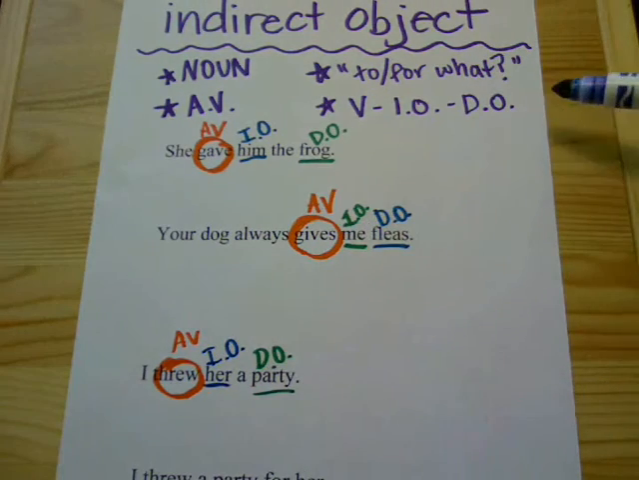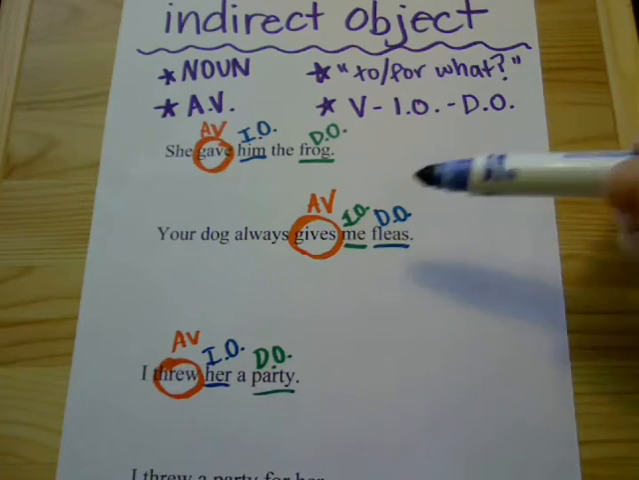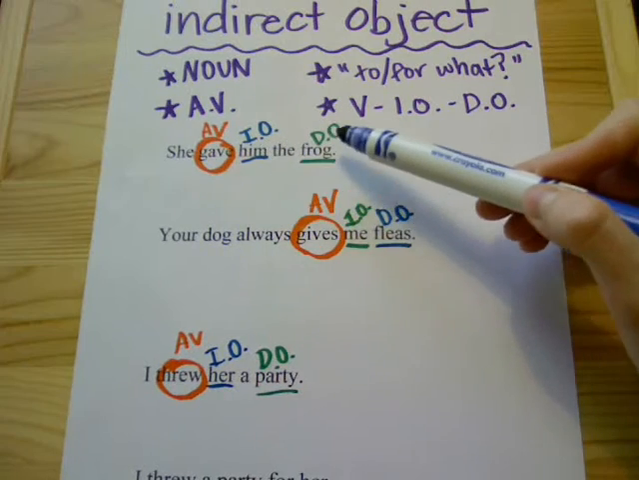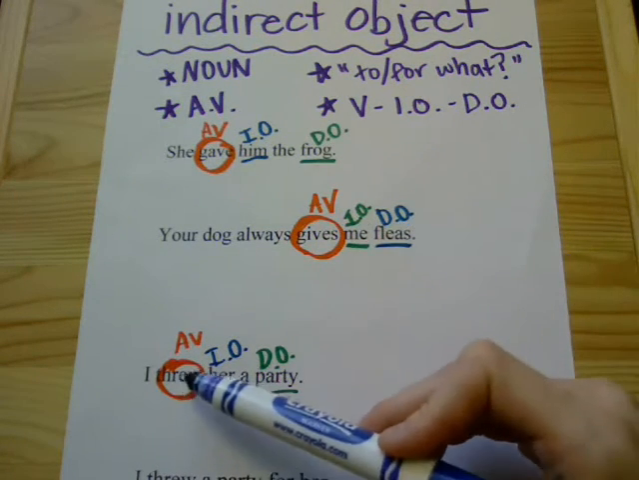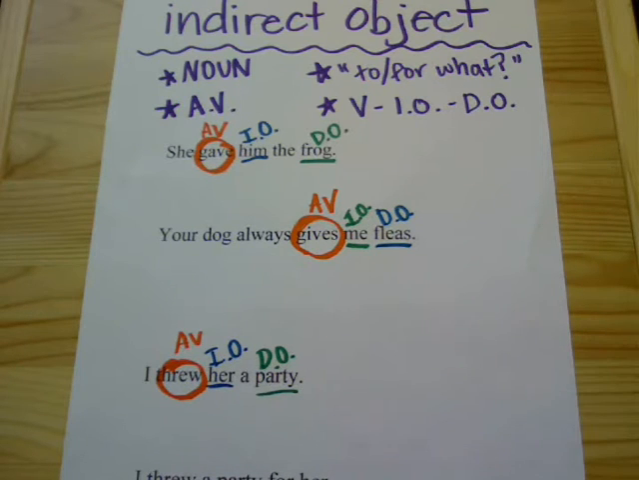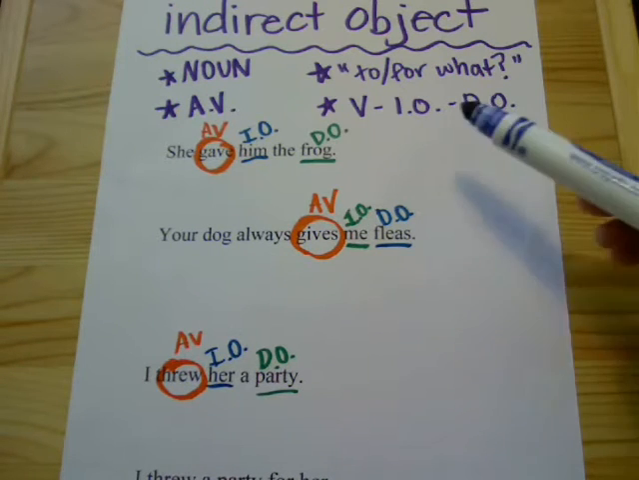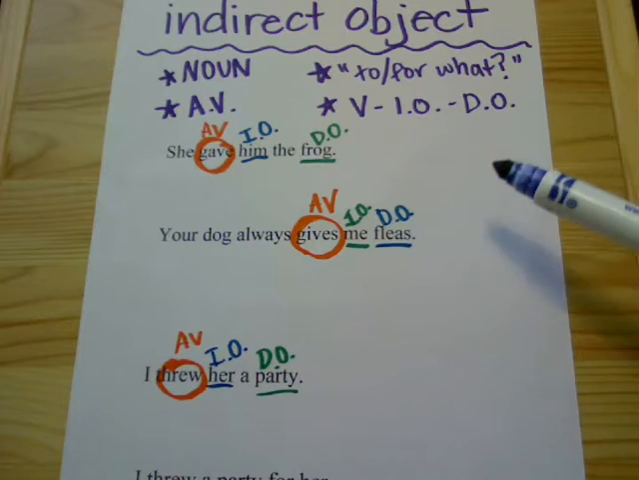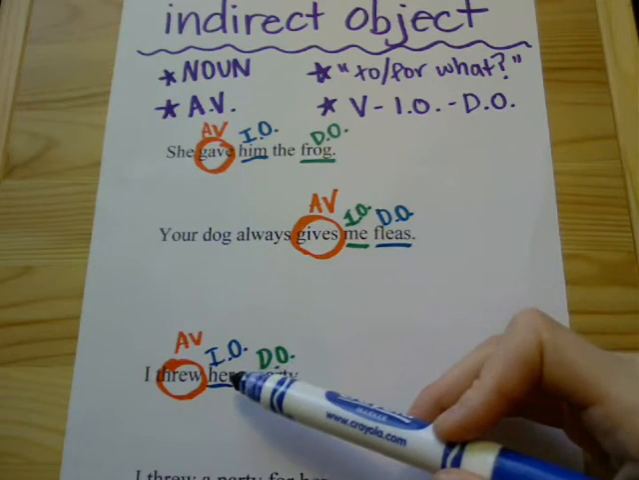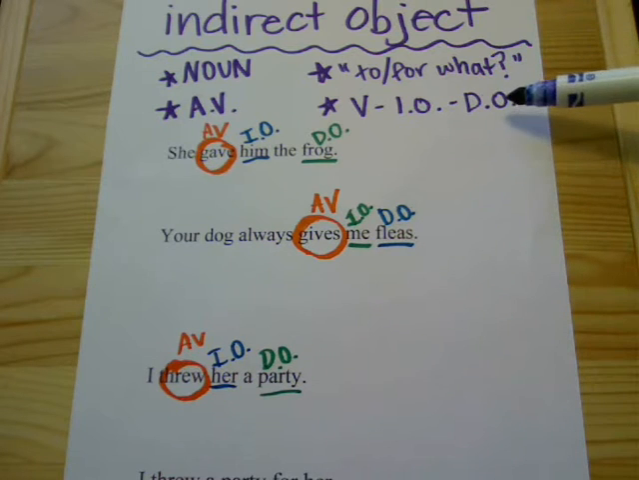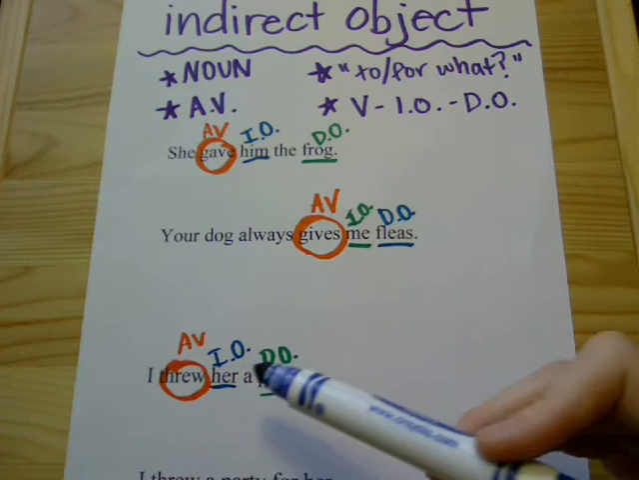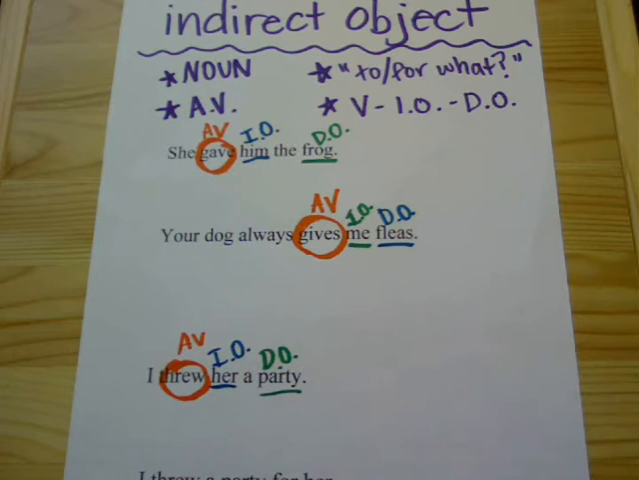Also, now notice this note that I gave up here, that it goes verb, indirect object, direct object. Notice how that's been working. Verb, indirect object, direct object. Verb, I-O, D-O. So this is a great hint, because if you're confused and you think that maybe her is the direct object and party is the indirect object, you can remember this little rule here and you'll know that it goes verb, indirect, direct.